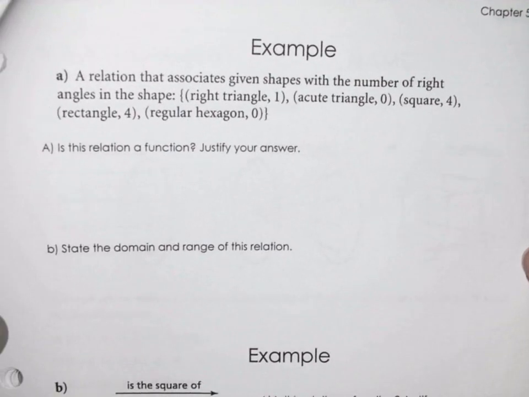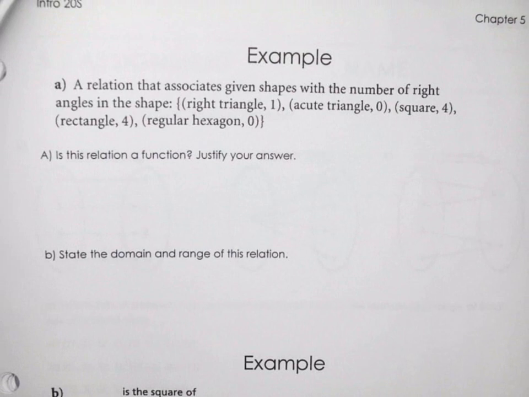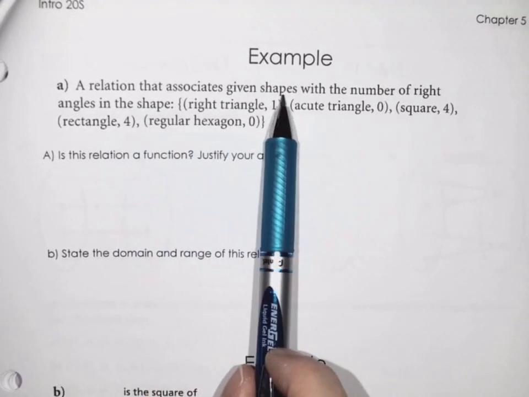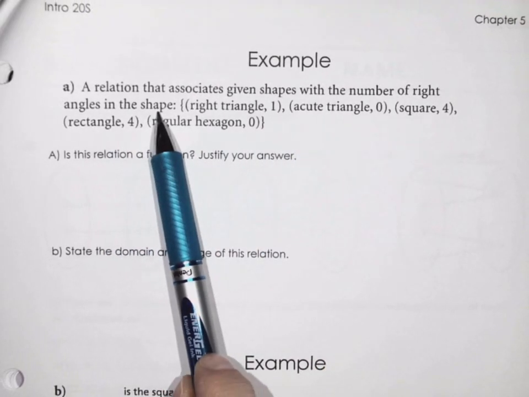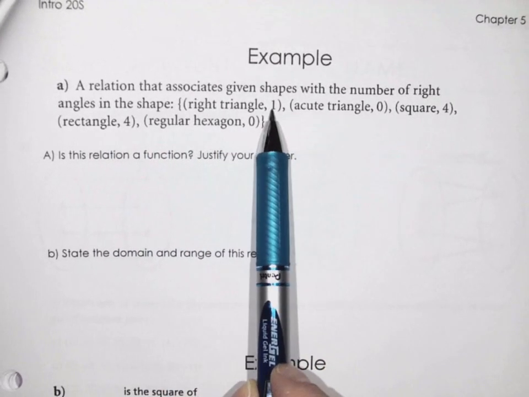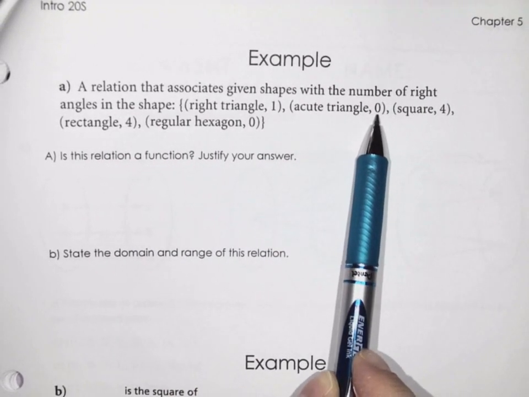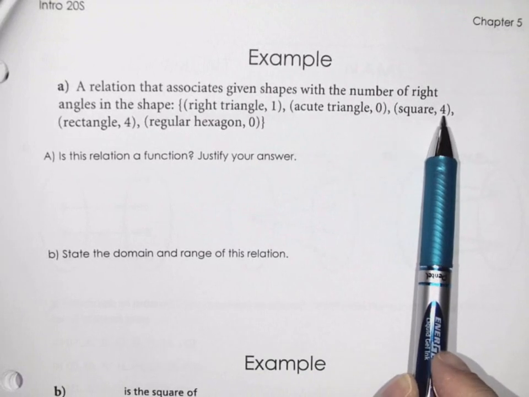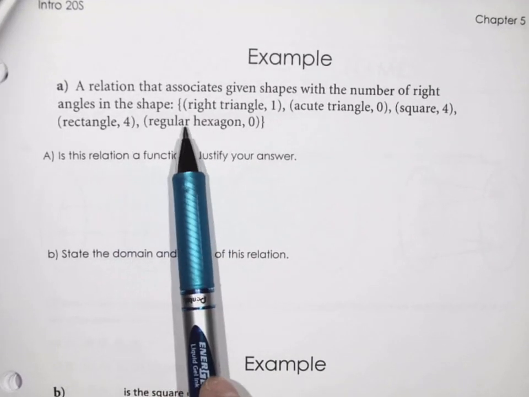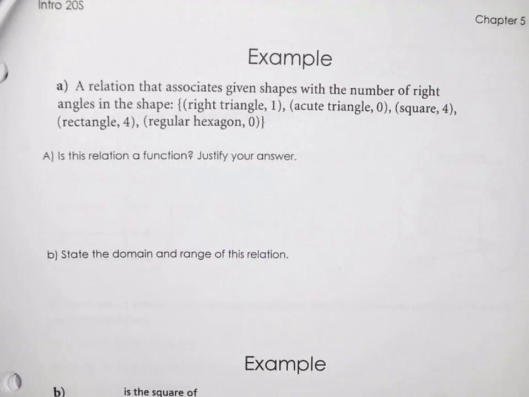Okay, let's look at this one. In a relation, so if we don't know it's a function yet, we always just call it a relation. It's just like, hey, this is some sort of relationship. We want to know if it's a special relationship called a function. The relationship that associates given shapes with the number of right angles in the shape. So right triangle has one 90-degree angle in it. An acute triangle has no 90-degree angles in it. A square has 4 90-degree angles in it. A rectangle has 4, and a regular hexagon has none. Okay, is this relation a function?